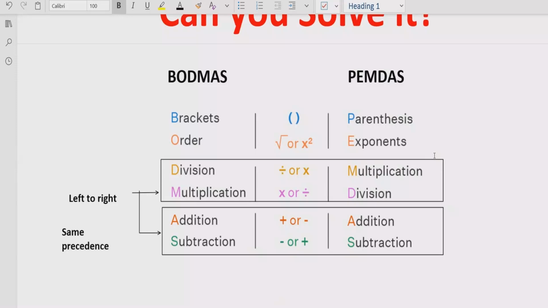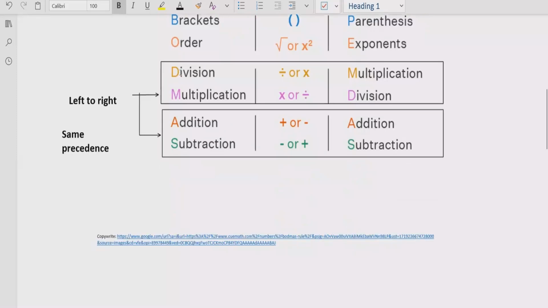Step number 3, you have to solve division and multiplication. What you have to do is go left to right in your expression and find division and multiplication. Both have similar precedence, so you can solve whichever is coming first. Similarly, for addition and subtraction, we have the same rule. We can solve addition first if it is coming first, and we can solve subtraction first if it is coming first. Now let's move forward to solve the given expression.